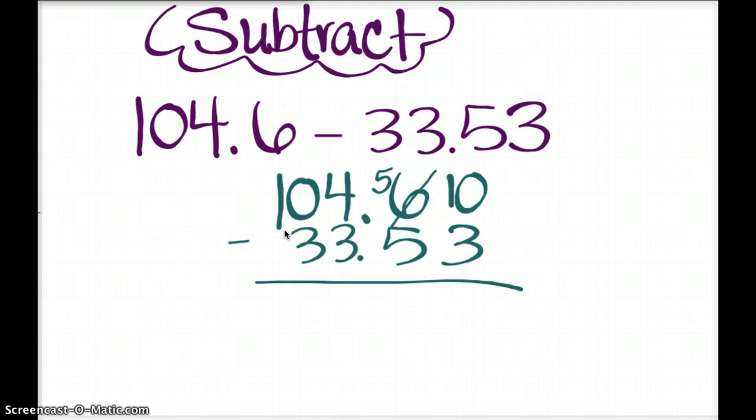10 minus 3 is 7. 5 minus 5 is 0. 4 minus 3 is 1. And 10 minus 3 is 7. So you end up with 71 and 7 hundredths.